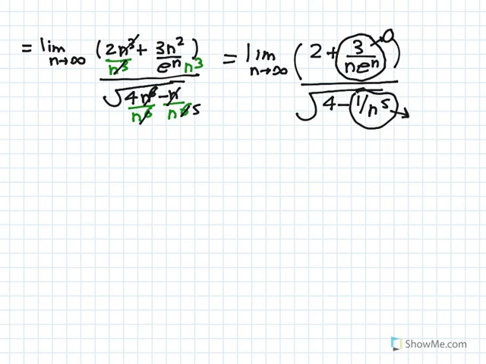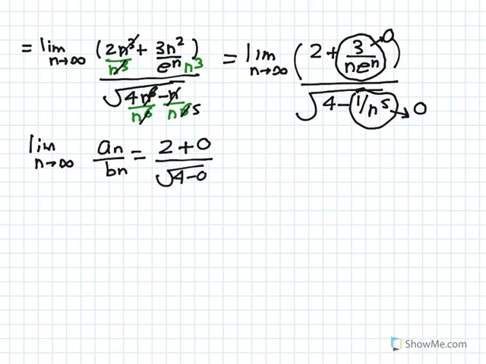The ratio approaches 0 as n approaches infinity. So the limit as n approaches infinity of an divided by bn is equal to 2 plus 0 divided by square root of 4 minus 0. This is equal to 2 divided by root of 4, which is 2. 2 over 2 is 1. It's a constant greater than 0.